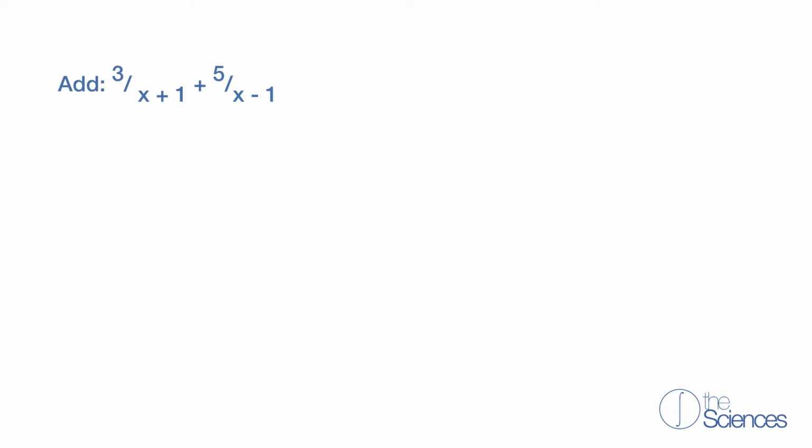Add 3 over x plus 1 plus 5 over x minus 1. So our first step is to find our least common denominator. So what we're going to do is list the factors of our first denominator, which is x plus 1. The factors are 1 and x plus 1. Now the factors of our second denominator, x minus 1, is 1 times x minus 1.